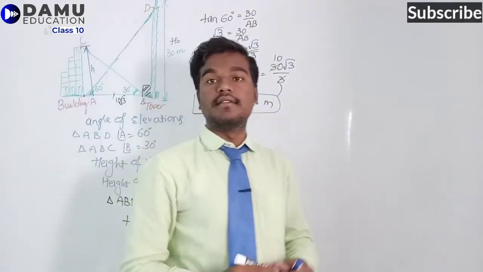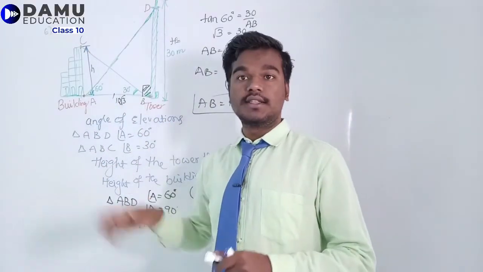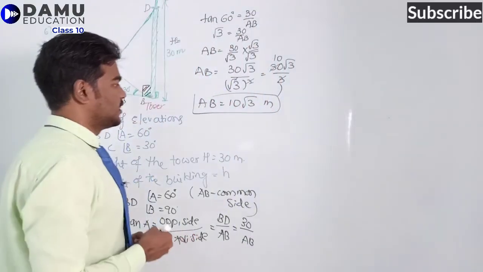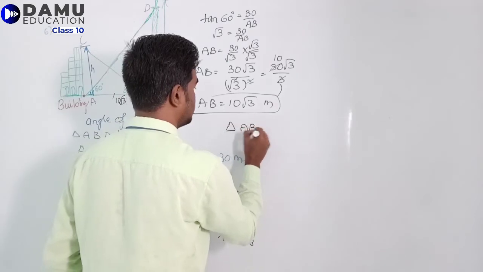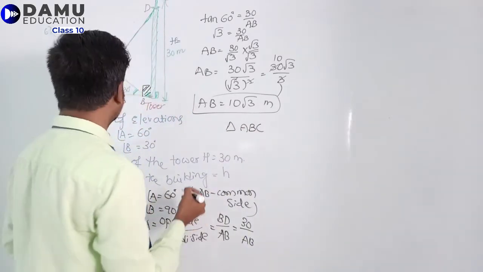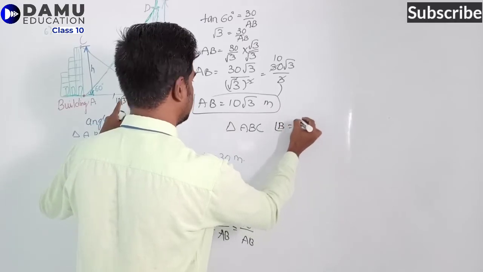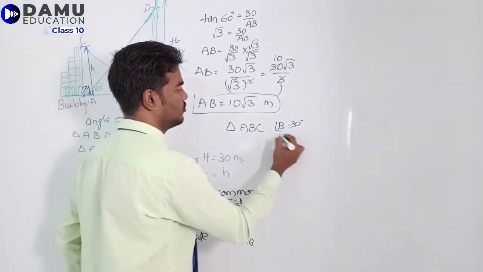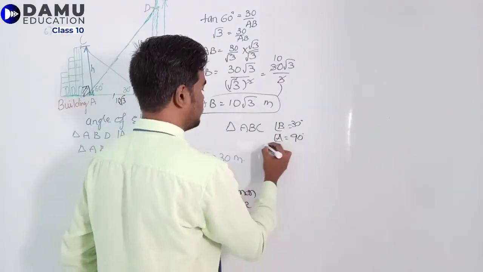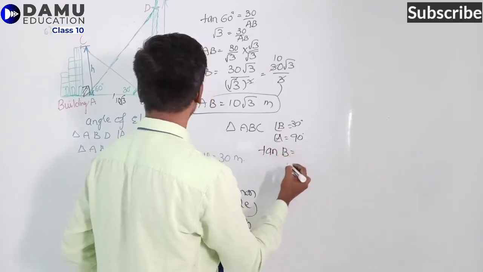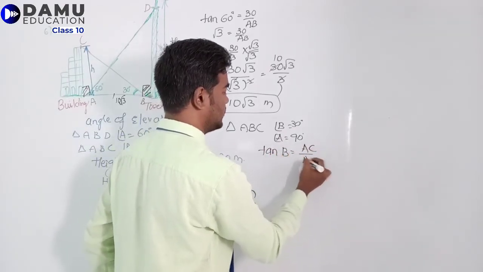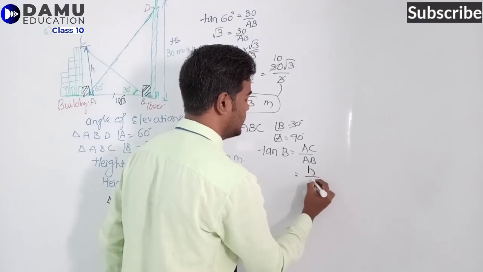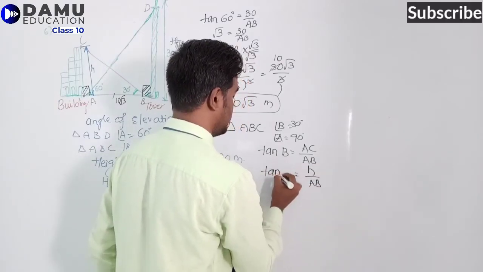Now we found that AB is equal to 10 root 3. From triangle ABC we can calculate the height based on the same criterion. In triangle ABC, angle B is equal to 30 degrees, so this is making 90 degrees, and angle A is equal to 90 degrees. Tan B is equal to the opposite side AC over the adjacent side AB. AC is small h, the height of the building. So h by AB, and tan B means tan 30 degrees.